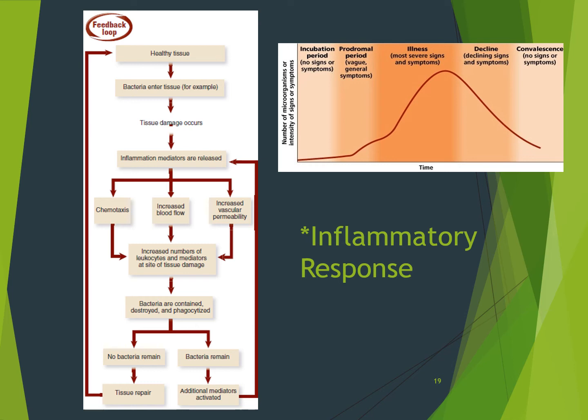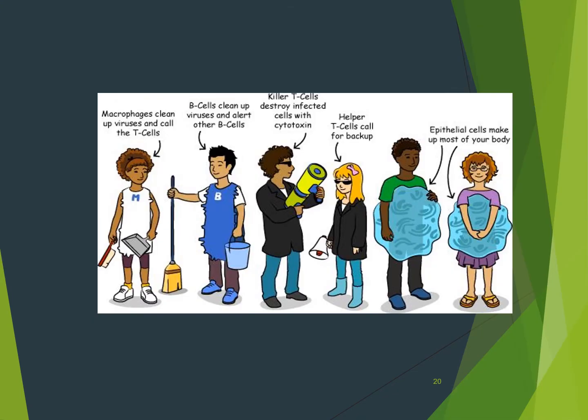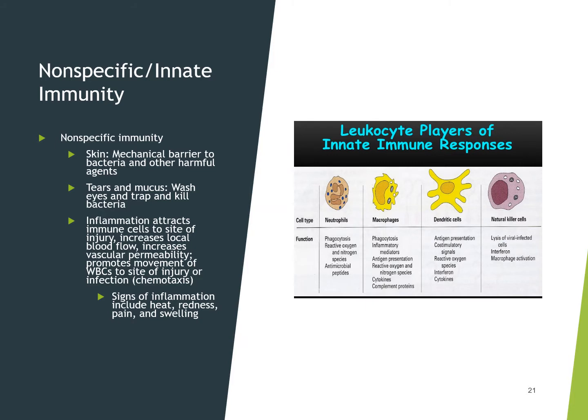It happens because of the job that the immune system does to protect us. So now we're going to talk about two different types of immunity. The first type we're going to talk about is nonspecific or innate immunity, and the second type we're going to talk about is adaptive immunity.